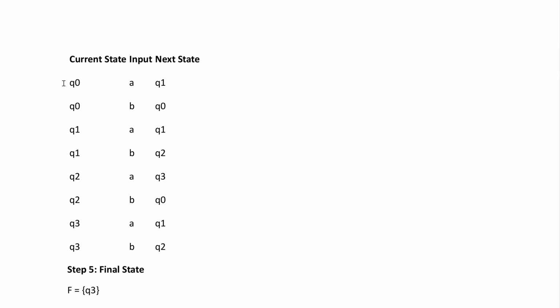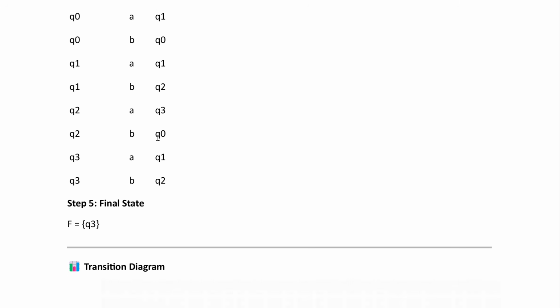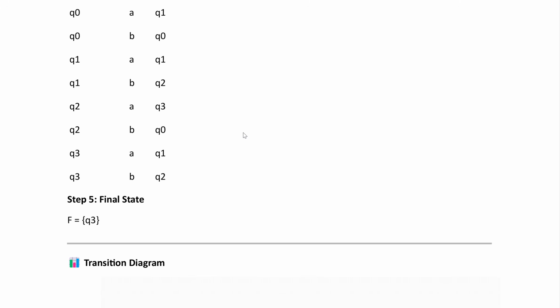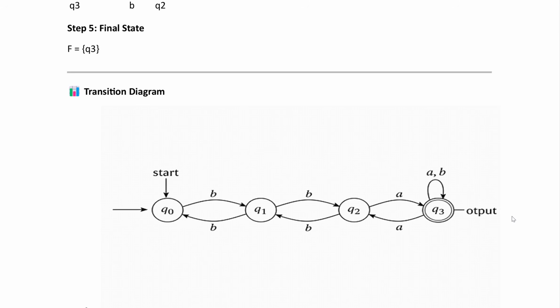This is the transition table. When the current state is Q0 and we apply input A, the next state we go to is Q1. When we apply B on state Q0, that is the starting state, we get the same state Q0, and so on and so forth. You know how to apply the transitions. Based on this transition table, you can draw the transition diagram like this. As you can see, Q0 is the initial state marked with an arrow sign, and Q3 is the final state because it is double circled.